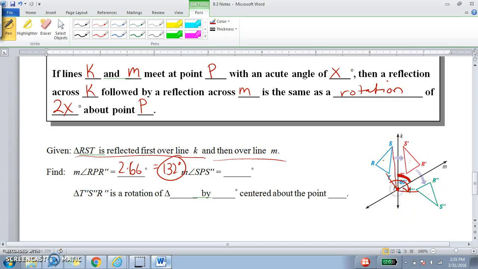So from S to P to S prime, it's still going to be the same thing, 132 degrees, because each point is rotated by the same amount. That's what happens with a rotation. So T double prime, S double prime, R double prime is a rotation of the original triangle, TSR, by 132 degrees, centered around this point P.